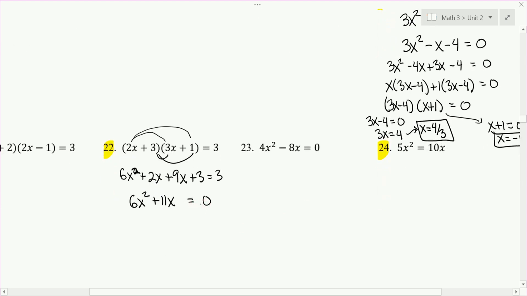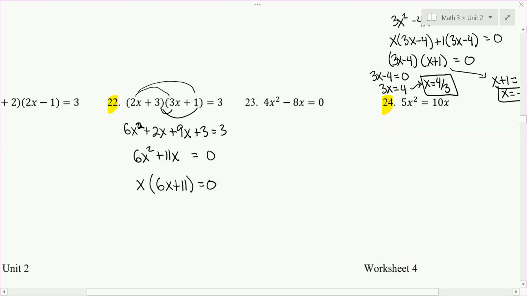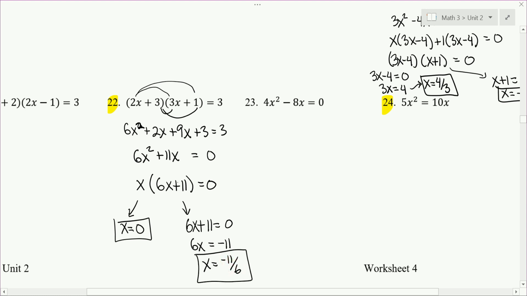Here we have two terms now. We want to factor them. Notice we can factor out a GCF. We can factor out an x from both of these. So x times 6x plus 11 equals 0. We have two factors, set each factor equal to 0. So x equals 0 is one answer. 6x plus 11 equals 0 is the second answer, but we need to solve for x. So we subtract 11 and divide by 6. So we have two factors, we get two answers.